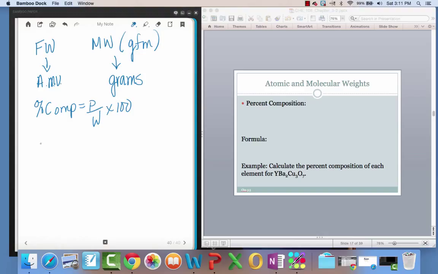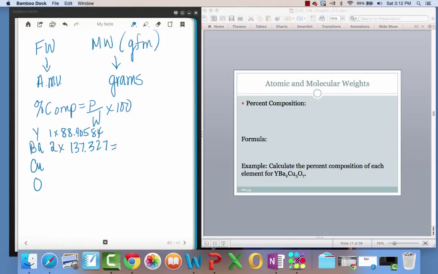So let's start by figuring out what we have. We've got Y, Ba, Cu, and O. And we have 1 Y times the mass of Y, which is 88.90584. We have 2 Bas times the mass of Ba, 137.327.